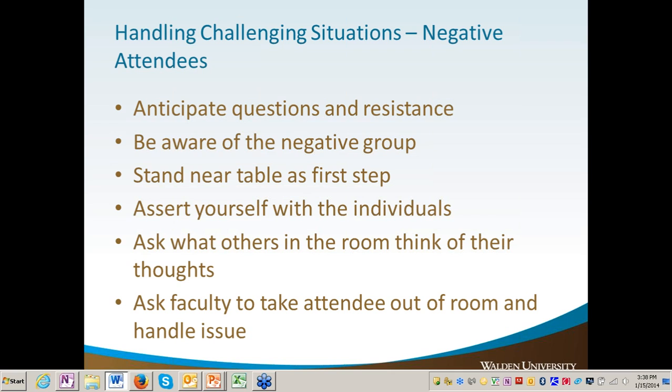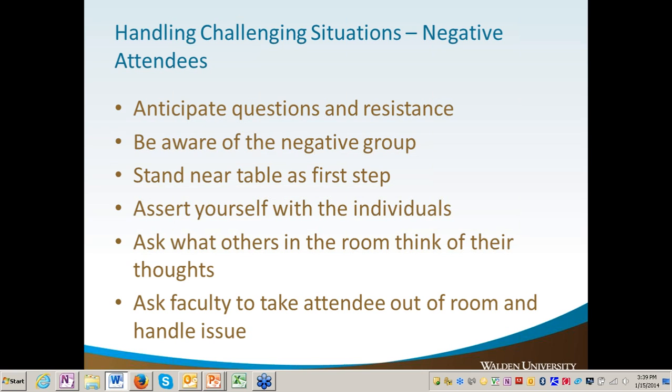Beware of a negative group. So there may be, you can kind of see maybe a table in the room or a part of the room. They just look like they're negative, like they're working on something else, or that just doesn't seem like a happy group. So one thing you can do, and I'll talk about this from two different standpoints, is stand near the table. Oftentimes just being in proximity to the group will get them to realize that they should change course and be focused on what's being presented.